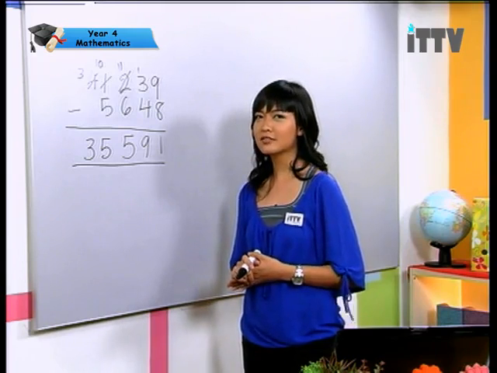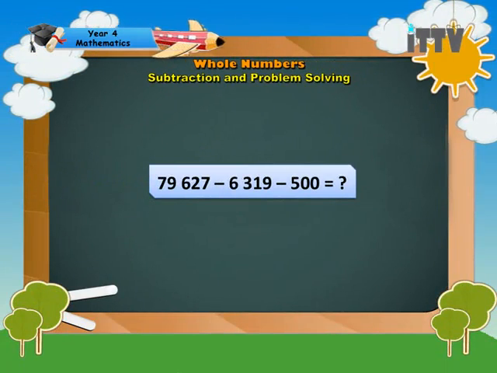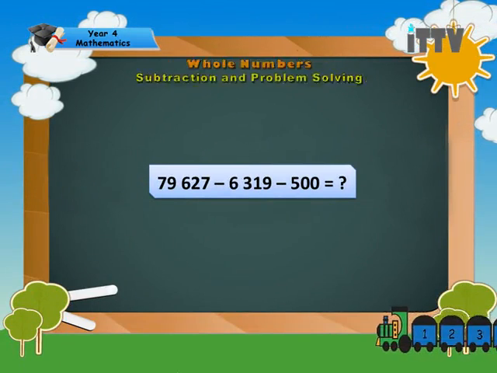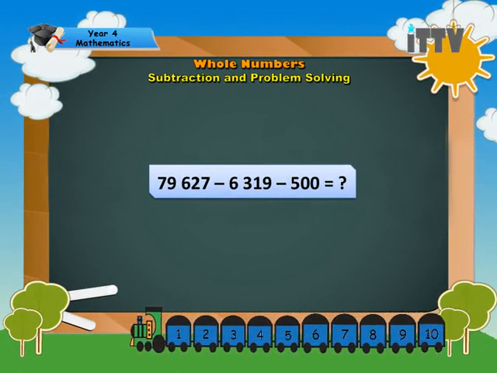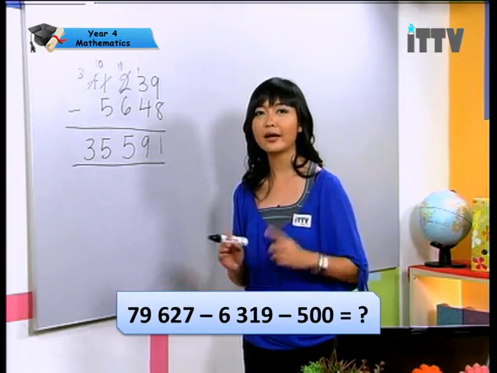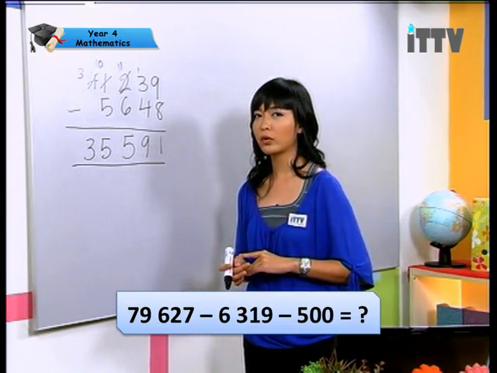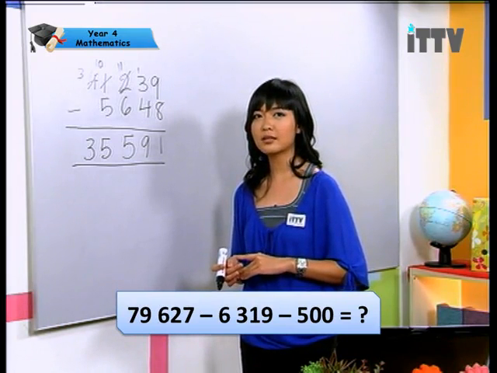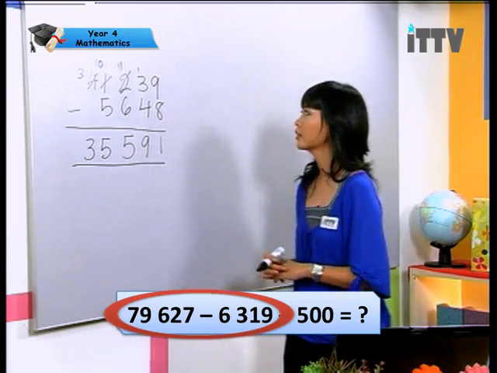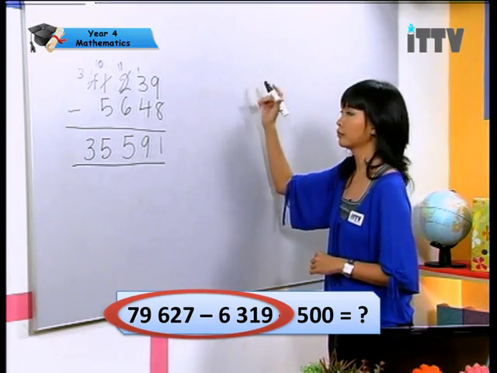Now, what about in this next question? 79,627 minus 6,319 minus 500. Okay, so right now we have 3 numbers, yeah? And using one operation, subtraction. So, when we have numbers arranged like this, we will solve the first 2 first. Now, we write the numbers now in vertical form.